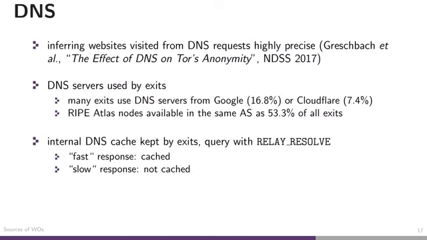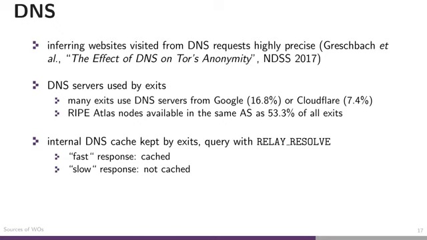Last but not least, we have DNS. And from observing DNS requests, we can map this precisely to websites, as we know from earlier work. So to begin with, DNS servers are used by exit relays in the network to resolve domain names, right? And we know that many exits use DNS servers from Google or Cloudflare. We did a measurement for a couple of days on our own to get these percentages on the slide. We also observed that RIPE Atlas nodes are available in the same autonomous systems as about half by bandwidth of all exit relays in the network. So if you cannot query Google or Cloudflare, you could query the DNS servers directly used by exits in their autonomous systems if they use the ISP provided ones.